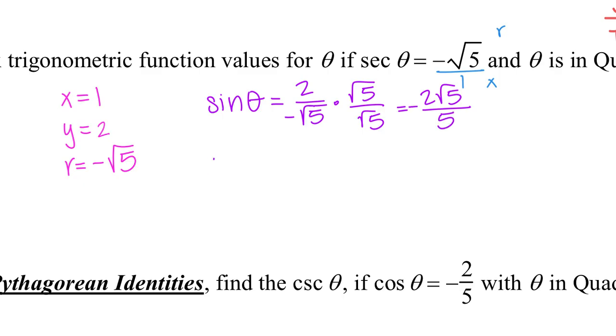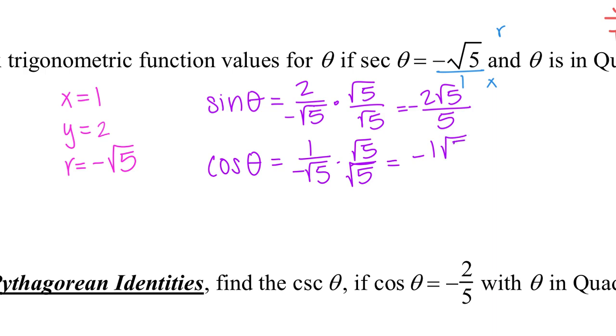Looking at the next one, cosine theta, x over r. So I'm going to have 1 over negative square root 5. Rationalize this one. So I'm going to end up with negative 1 square root 5 over 5. And tan theta, which equals y over x. So that's 2 over 1, which just gives me 2.